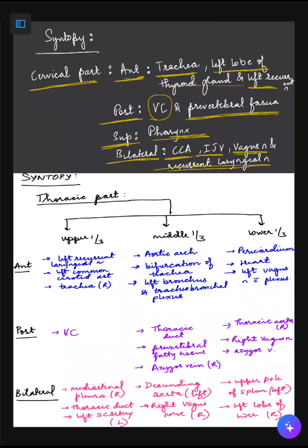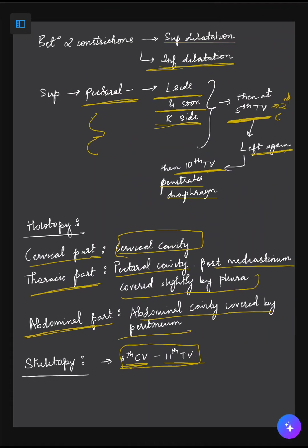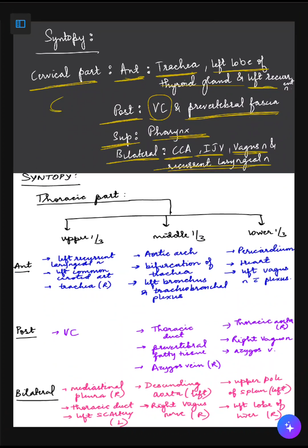Now remember, when there was the first deviation, it moved to the left, right? Then this is the cervical part which is moving to the left. So left lobe of the thyroid gland and left recurrent nerve. Remember, don't be confused, left or right. First deviation was to the left, so in the cervical part, left lobe of thyroid gland and left recurrent nerve are anterior.